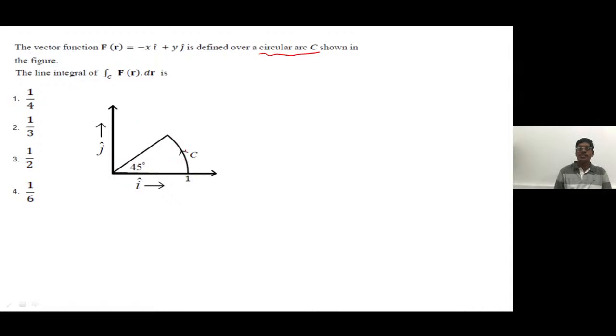This is the figure. This is the circular arc. This straight line makes an angle of 45 degrees with the x-axis. This is the i, j direction. So here the radius is 1. We know the parametric equations of a circle, with center automatically the origin. Parametric equations of C. This is a circular arc.